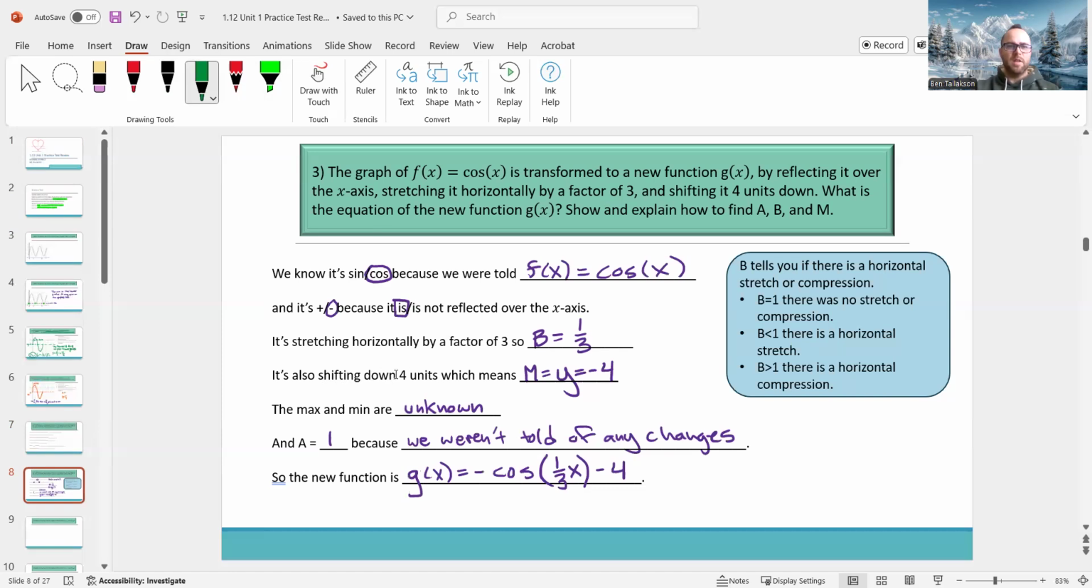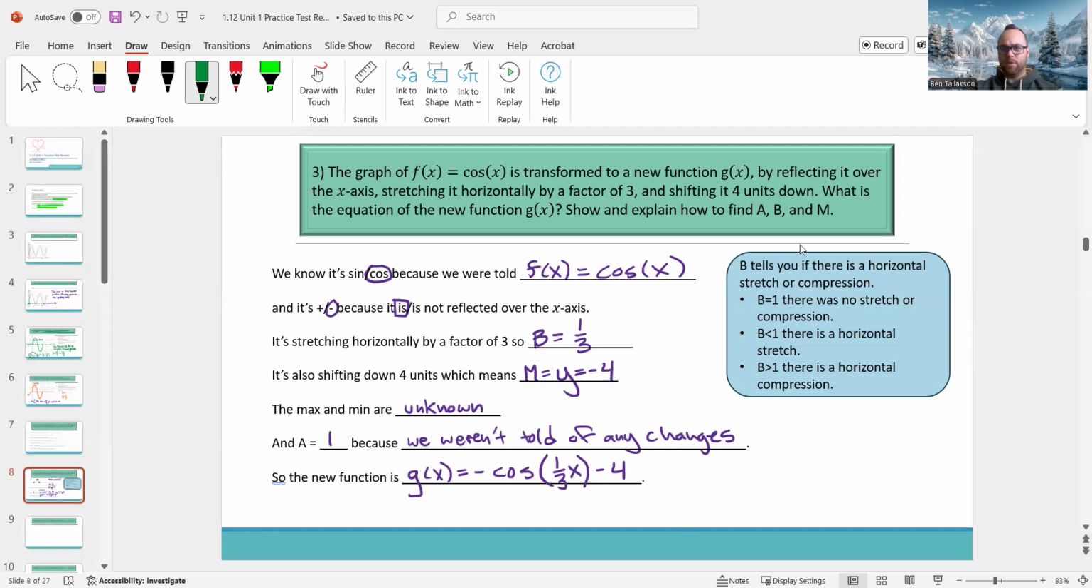It's also shifting down 4 units, which means the midline and everything moves down, right? That's what we talked about in class as the metal bar. You just pick it up and move it. Nothing's stretching, okay? So the midline is y equals -4. The max and min are unknown. At this point, they didn't tell us, but that's okay. And we know A is 1 because we weren't told of any changes to amplitude. So the new function is what you see here. G of x is negative cosine x, so amplitude is 1, an invisible 1 there. There's your B and your M.